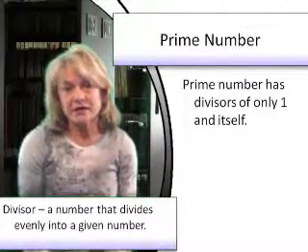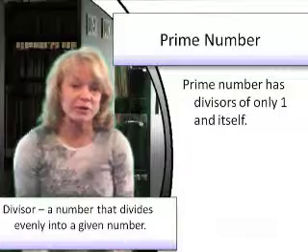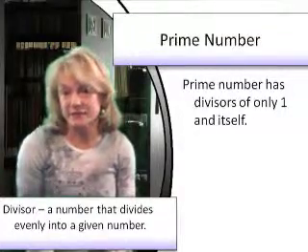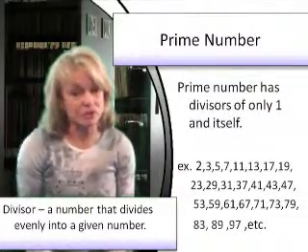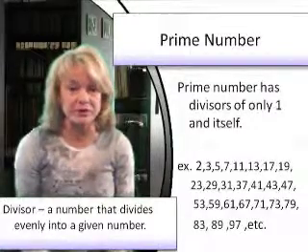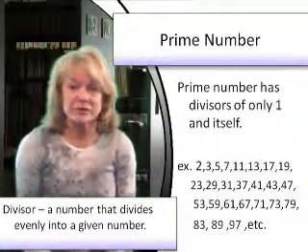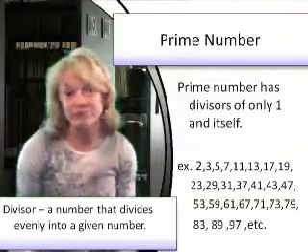A prime number is a number whose divisors are only 1 and itself. The following is a partial list of prime numbers less than 100. For something to do, try Googling prime numbers less than 1,000.